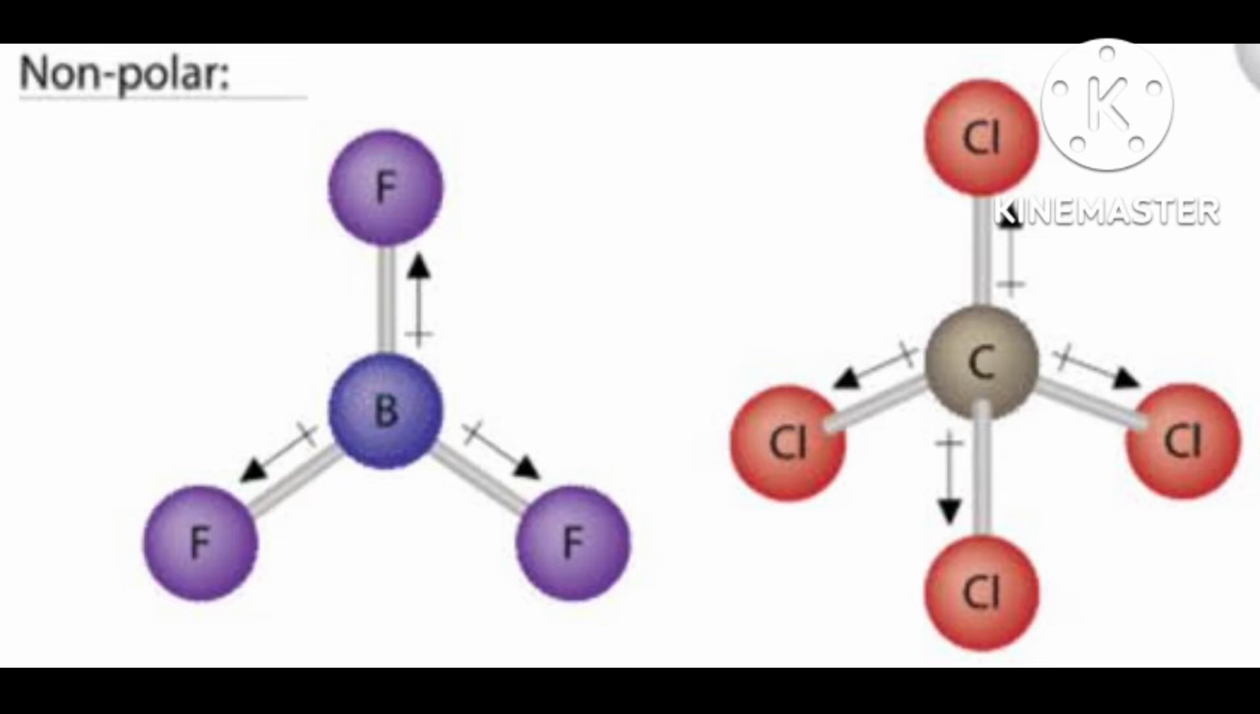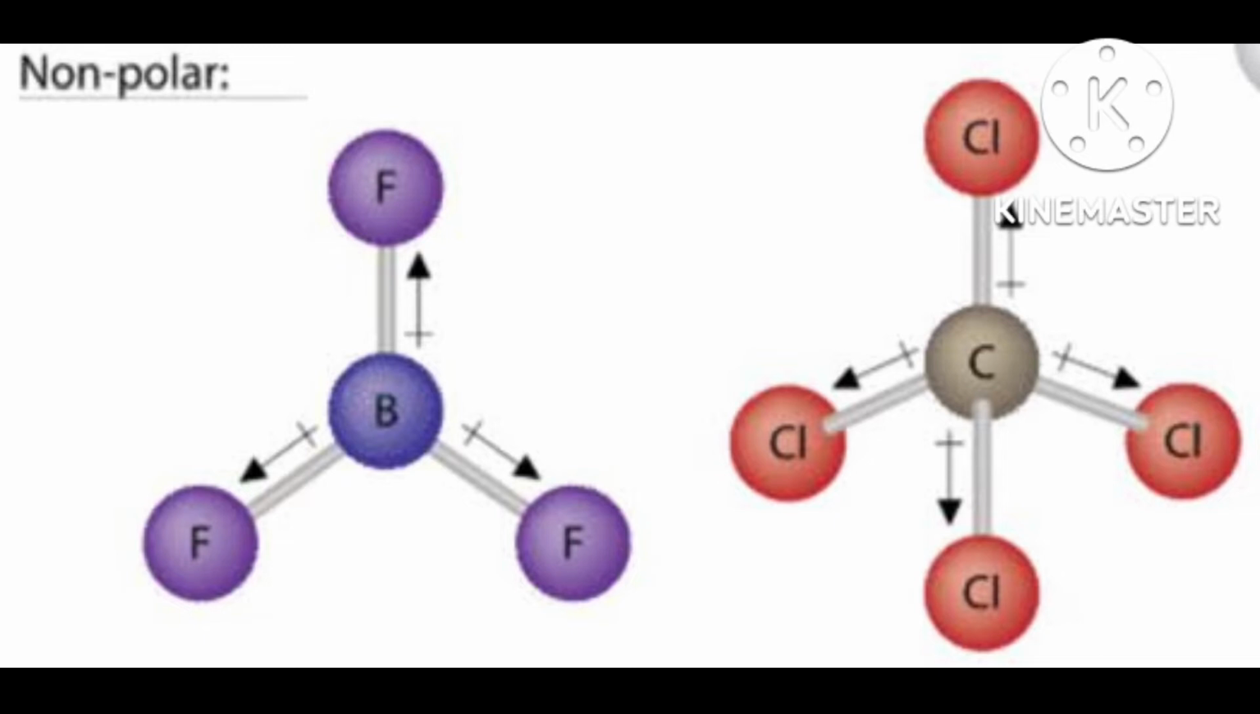Why? Because the resultant of any two bond moments is equal and opposite to the third. Means the resultant of two bonds is equal and opposite to the third bond. That's why it becomes 0. Again listen, the resultant of any two bonds is equal and opposite to the third. That's why it is 0.